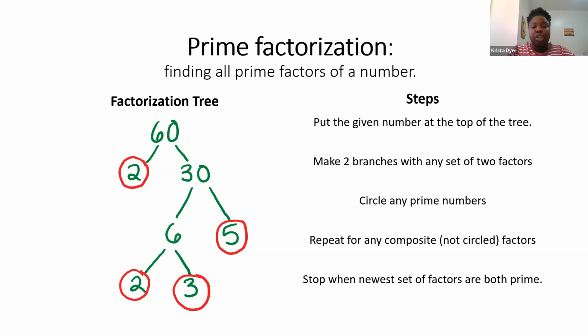And then we're going to circle any prime factors that we have. So our first prime factor is 2. So we circle 2. Then we're going to repeat the process and make 2 more branches off of our non-prime factor, or our composite number. So we split 30 into 6 and 5. We can circle 5 because 5 is now a prime number. And then we're going to make 2 more branches off of 6 and get 2 and 3. So then our prime factors of 60 are 2, 3, and 5.